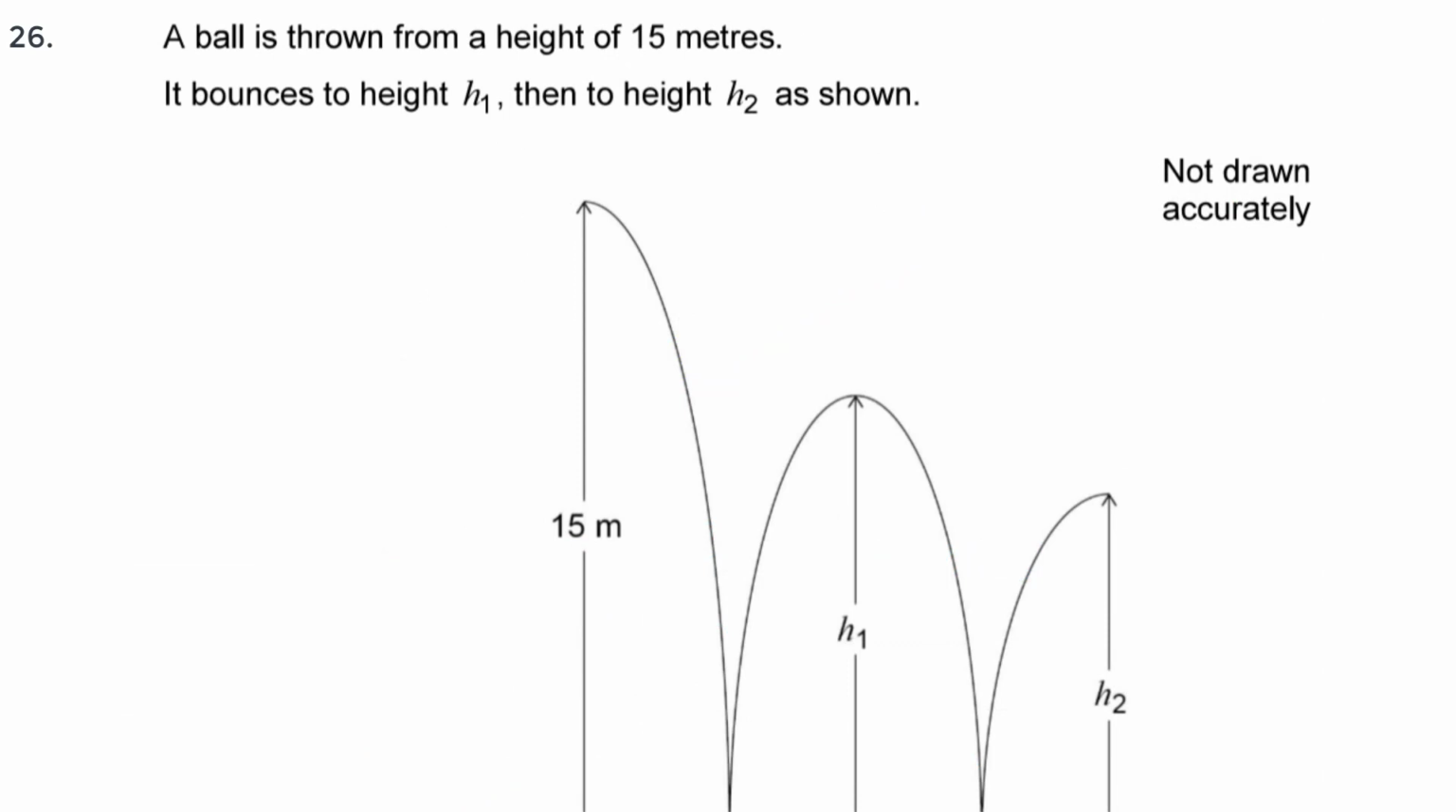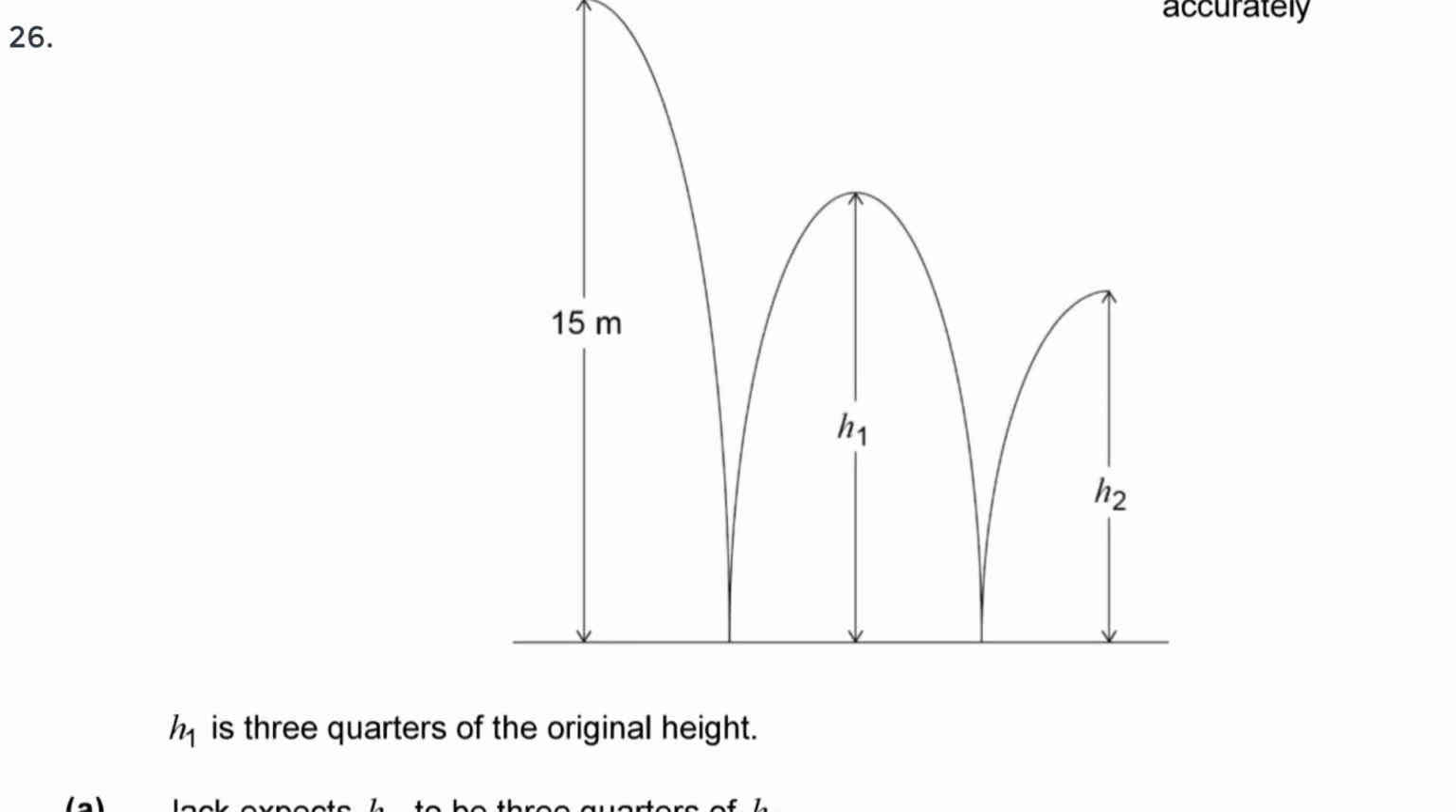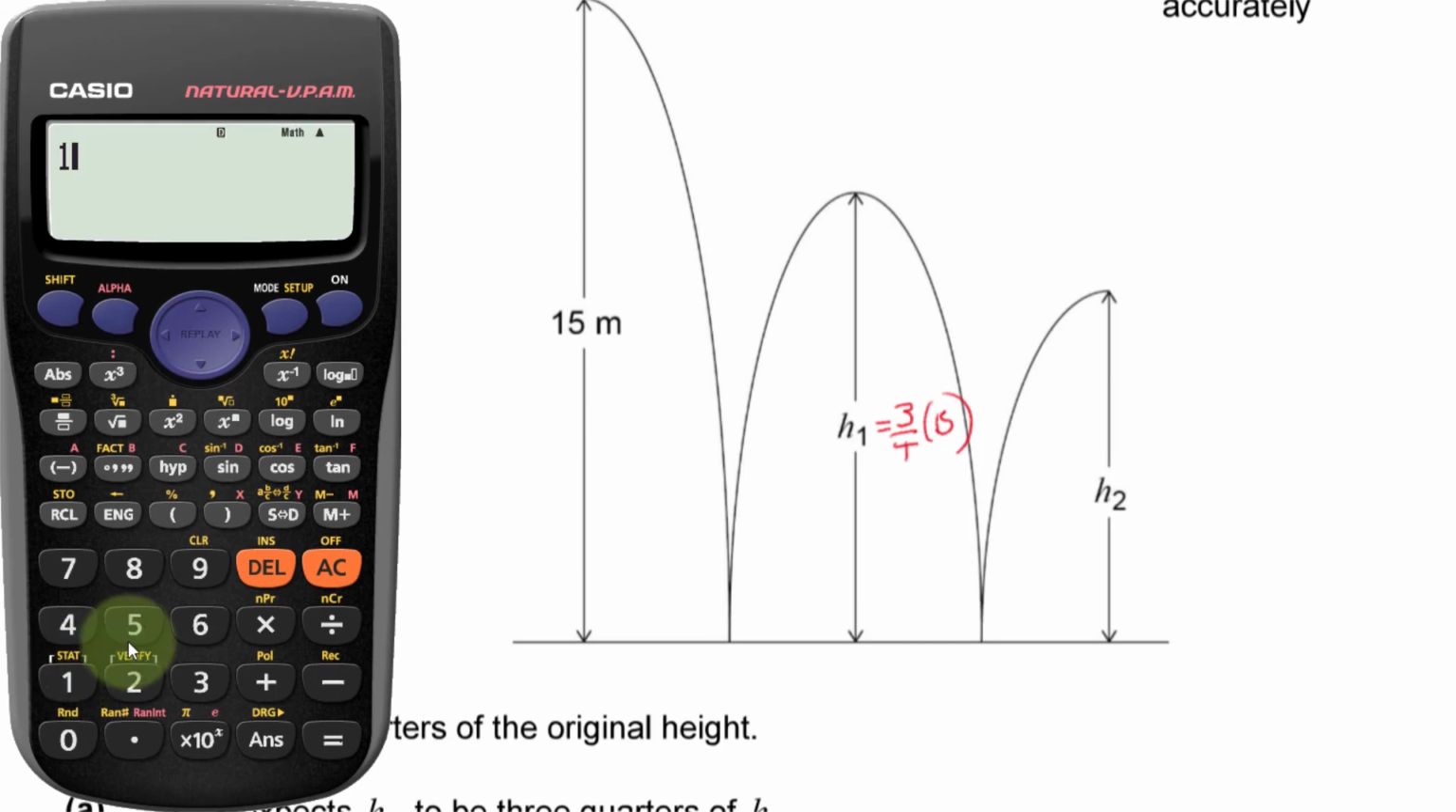A ball is thrown from a height of 15 meters. It bounces to a height of h1 and then h2 as shown. Okay, so here's my ball, it bounces and then bounces. Okay, so h1 is 3/4 of the original height. So h1 is going to be 3/4 of 15, which is 15 times 3/4. So 11.25.